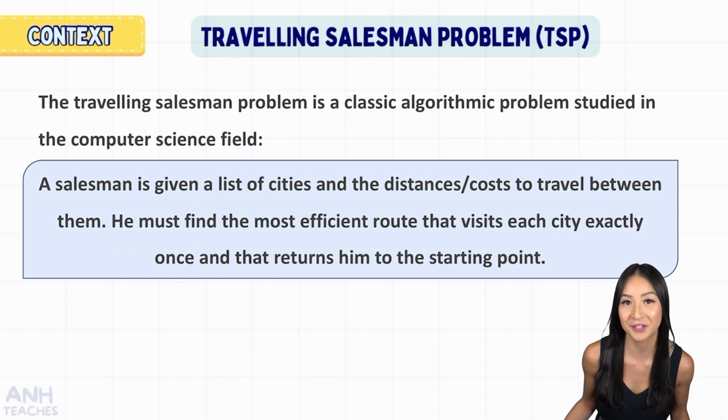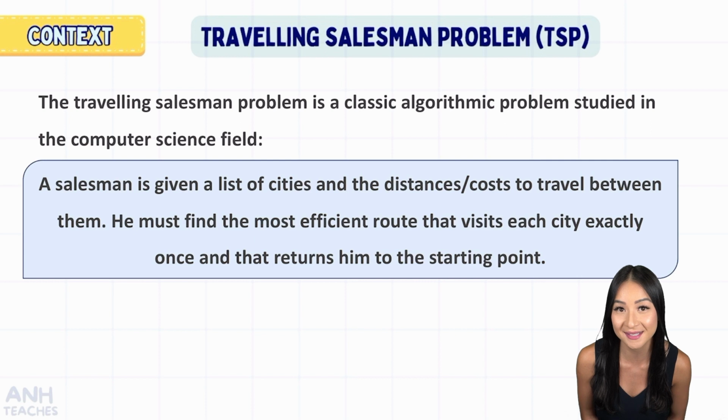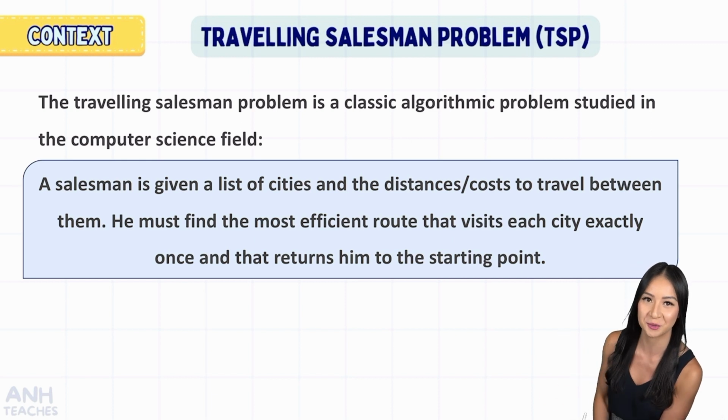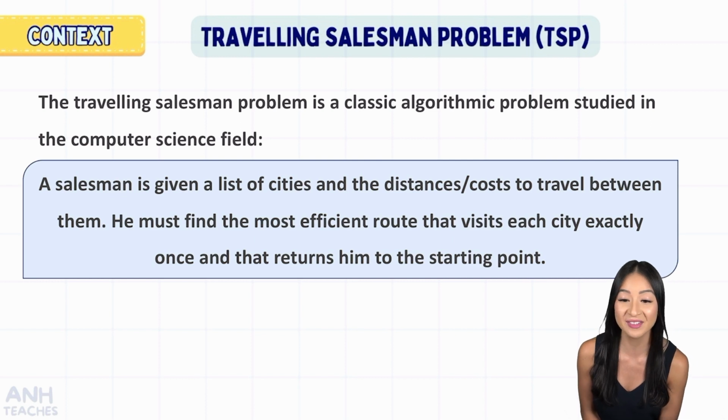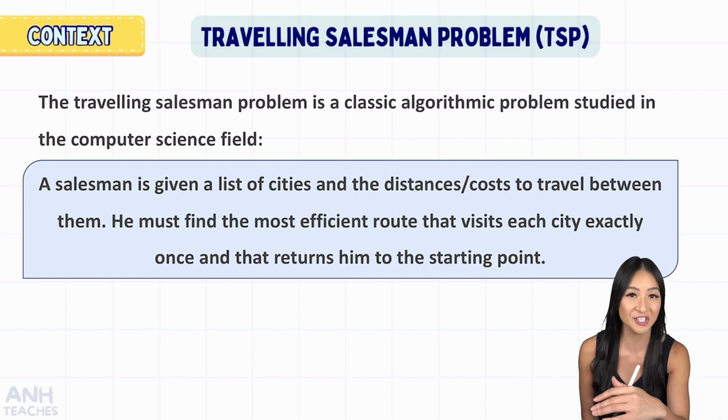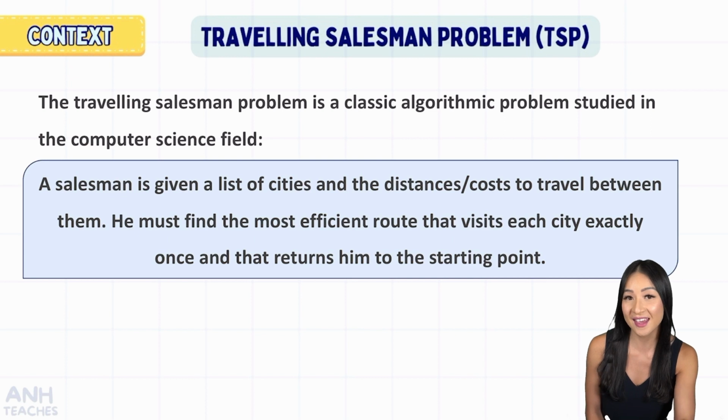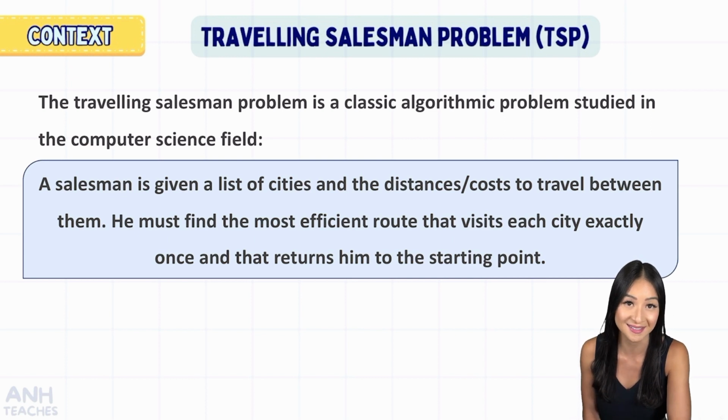Before we get into Hamiltonian paths, cycles, and graphs, I just want to mention quickly what the traveling salesman problem is. It's a classic algorithmic problem in the computer science field of study, and it's often shortened to TSP because that's how often it's referred to. And it's all about this situation here. So a salesman is given a list of cities and the distances or costs to travel between all of them, and his goal is to find the most efficient route that visits each city exactly once and then returns him back to where he started.